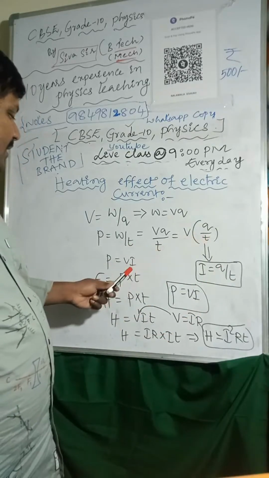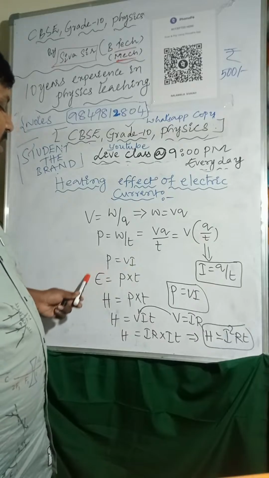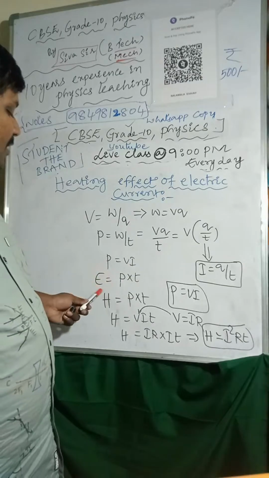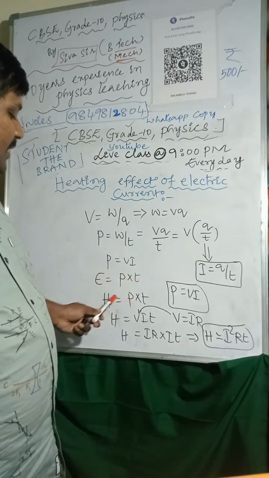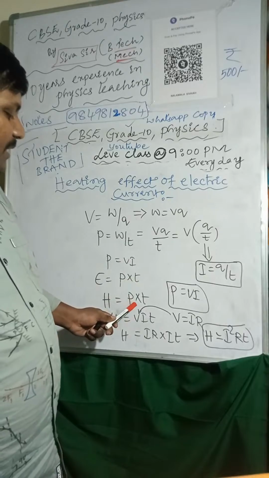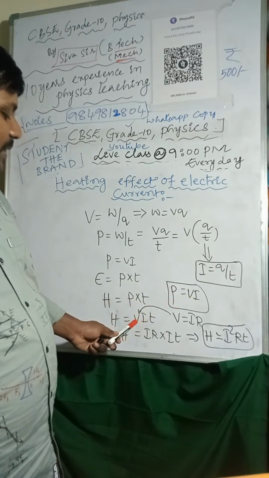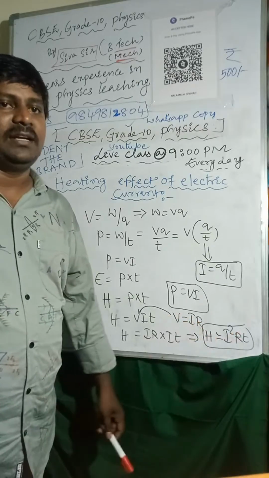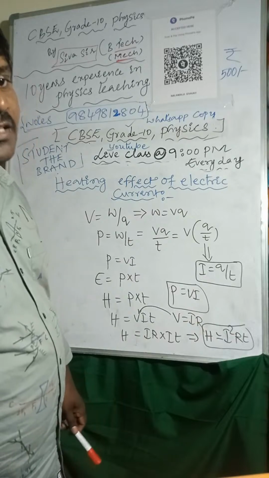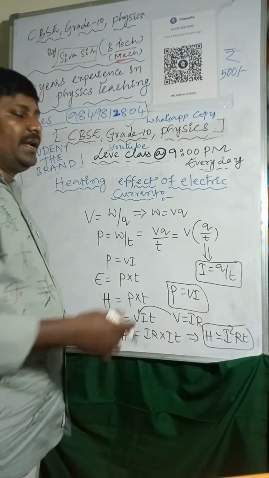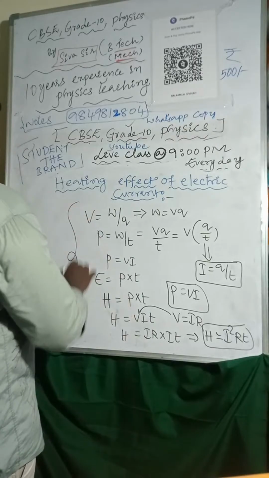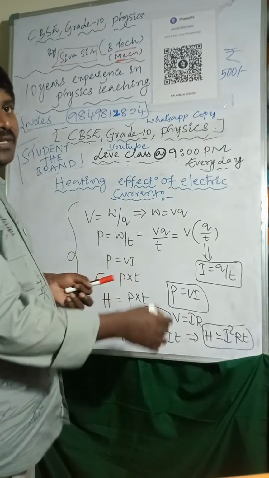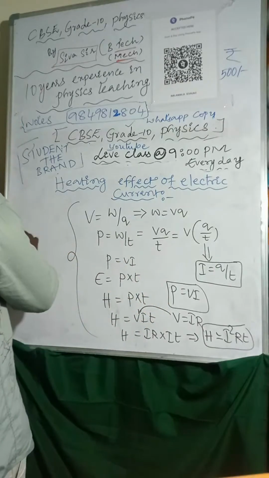From this, whatever energy is given to the conductor is P into T, and that will convert into heat. So P into T is nothing but H. In place of P we substitute VI, and in place of V we substitute IR. Then we get H equals I square RT. This is also known as Joule's law of heating. Very important, so make a note of it. Practice once.